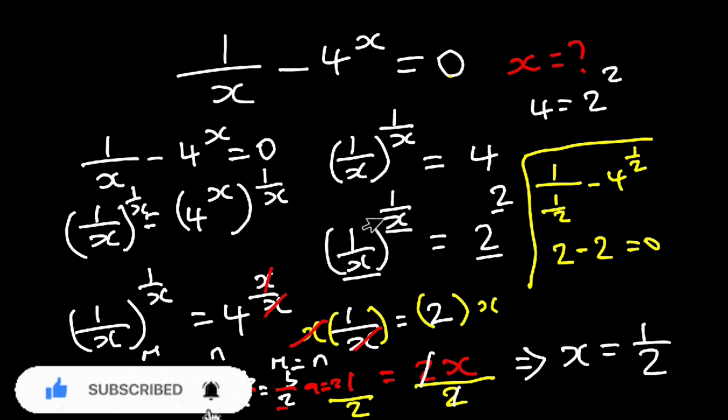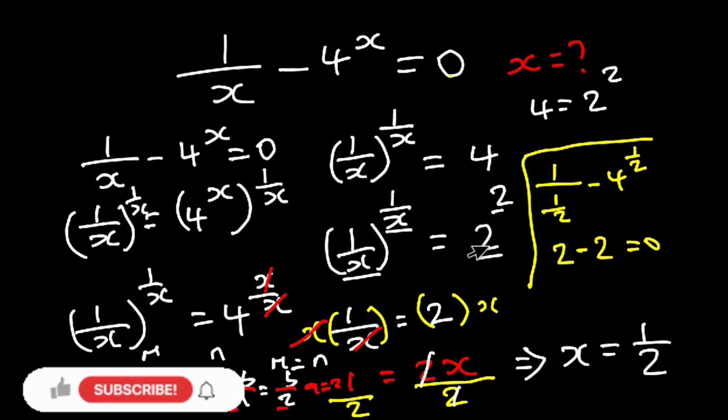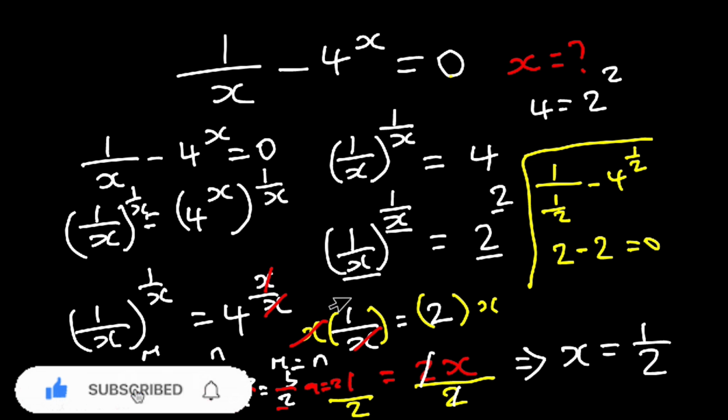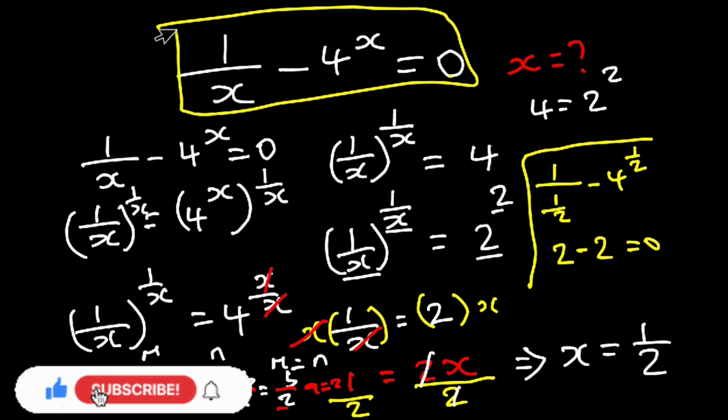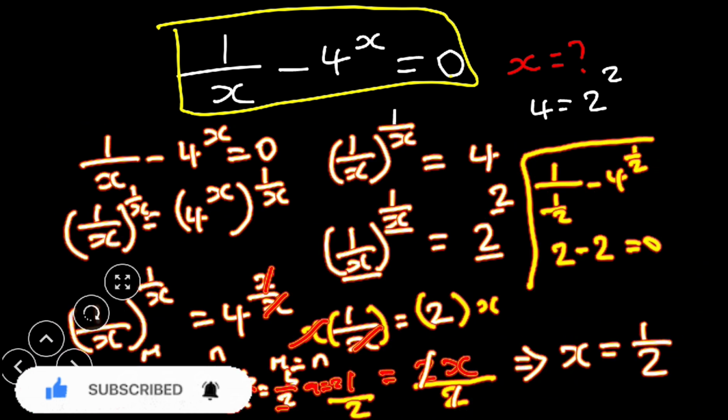But that is not the same case here. 1 over x is not equal to 2, so we can't compare the two bases here or the powers. So this approach I used is not right. Even though we got the answer half, it doesn't make it the right approach. You understand? So we can't solve this question algebraically, rather we can solve it numerically. So we can only solve it by testing numbers. Let's do that.